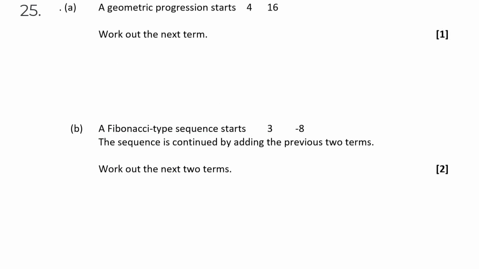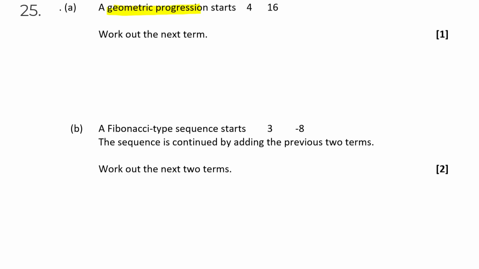A geometric progression starts 4, 16, and so on. Work out the next term. Now, is 2 terms enough to work out what's going on with this sequence? Well, we know quite a lot about it because we're told right at the start it's a geometric progression, and what that means is that there is a common ratio between one term and the next. In other words, you multiply each term by the same value to get the next term.